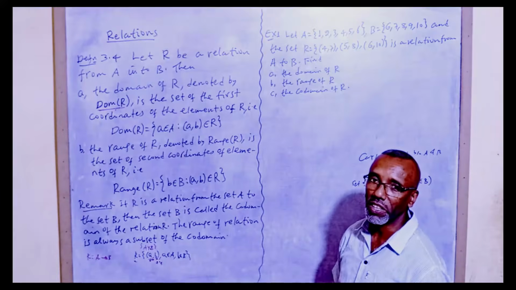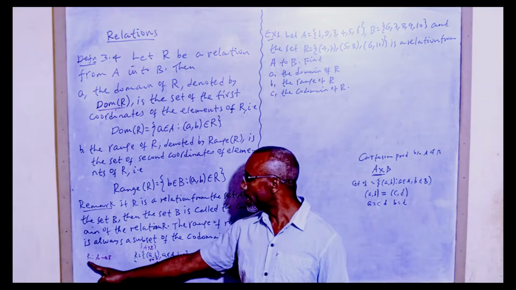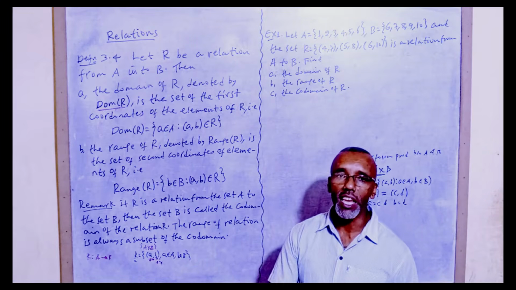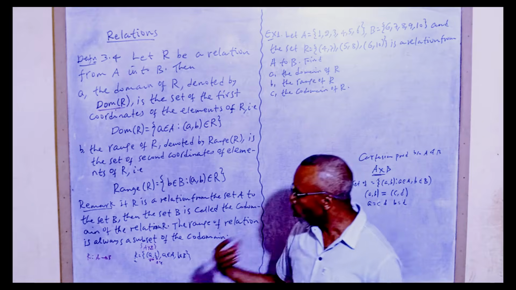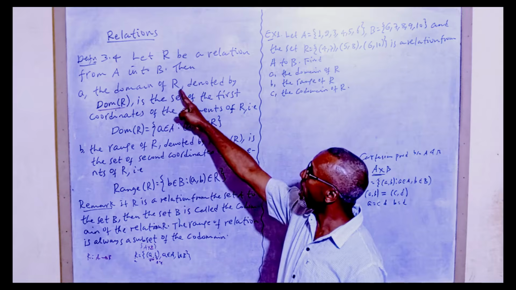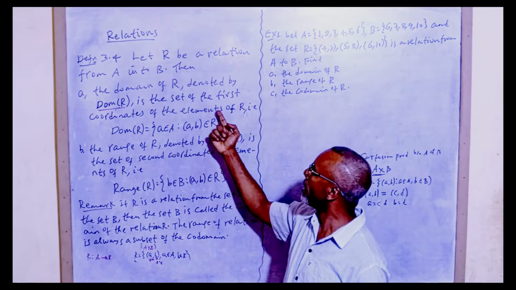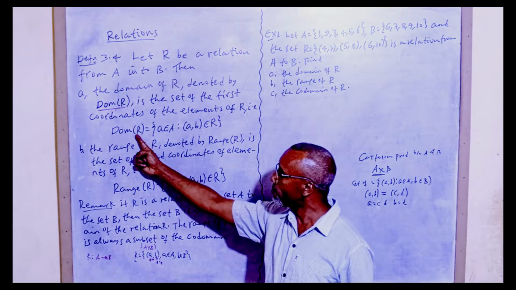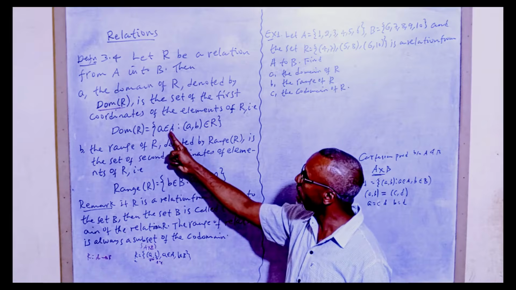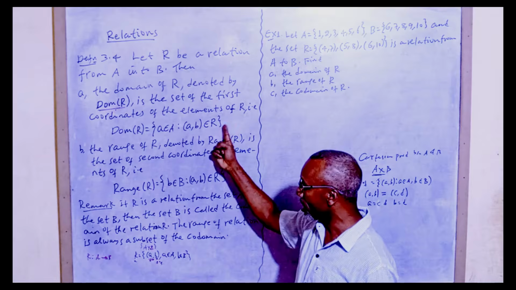ስለዚህ let R be a relation from set A to set B. R ማለት any relation from set A to set B ነው። If R is a relation from set A to set B, we can define the domain of this relation and the range of this relation. The domain of the relation R, denoted by dom R, is the set of the first coordinates of the elements of R. That is, domain of R ማለት ነው, the set containing a, an element of A, such that (a, b) is an element of the relation.